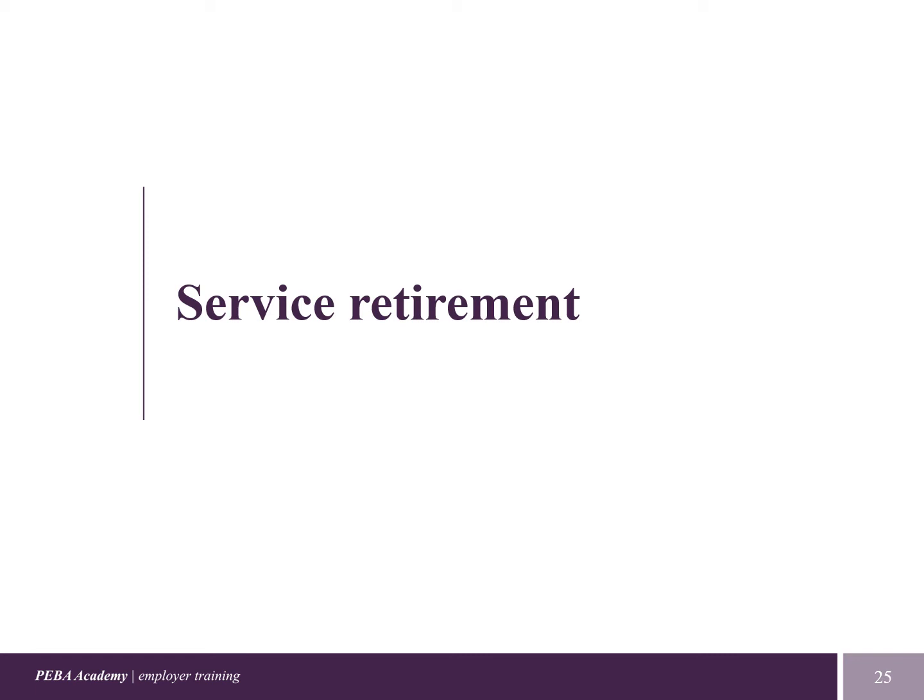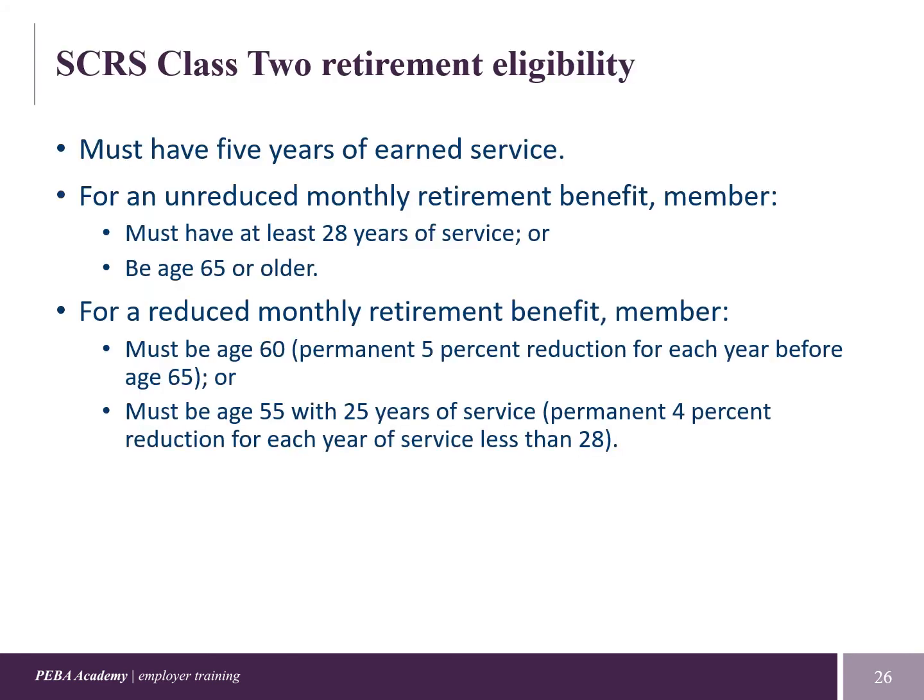Now, let's discuss service retirement. If the member is a Class II member of SCRS, they must have at least 5 years of earned service to be eligible for service retirement. For a normal unreduced benefit, they must have 28 or more years of service or be age 65 or older. Early retirement options are also available and allow members to retire before normal retirement eligibility but with a reduced benefit.